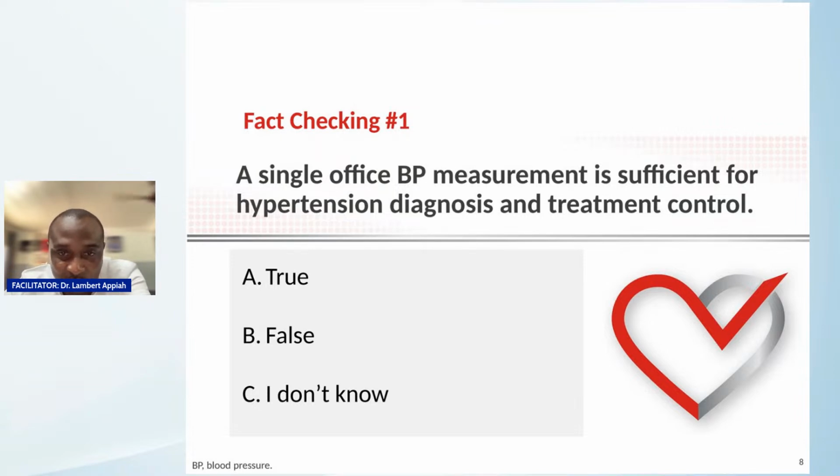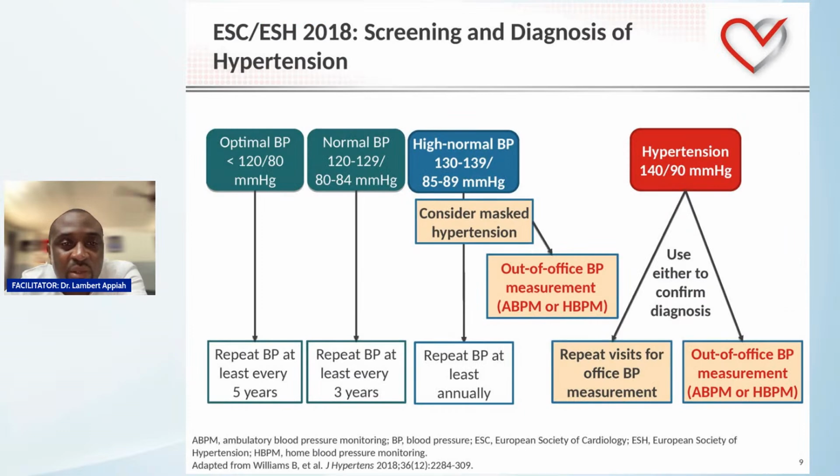So you can just spend a couple of minutes on this, and then we can move into what the data says. A single office BP measurement, is it okay to diagnose hypertension, and does it help in treatment control? As the current guidelines of the European Society of Cardiology will have it, there are various grades of high blood pressure and what you should do when you have a patient whose blood pressure is optimal. So anything less than 120 is optimal.